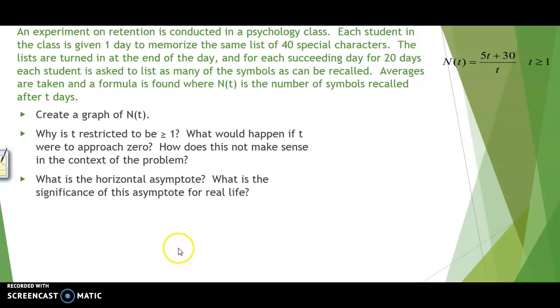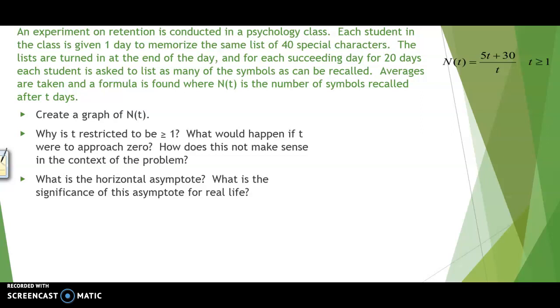Hello, we are looking at a rational function, and I know that because I see the equation over here, but we have a lot of information about it as this is a real-life example. So we have an experiment on retention conducted in a psychology class. Each student in the class is given 1 day to memorize the same list of 40 special characters.